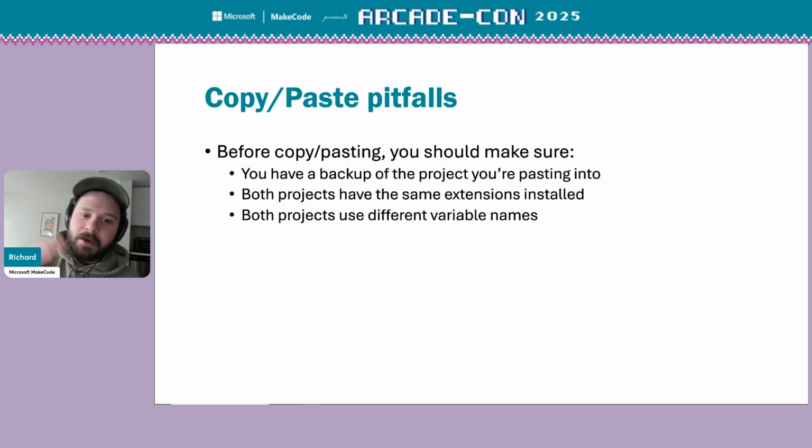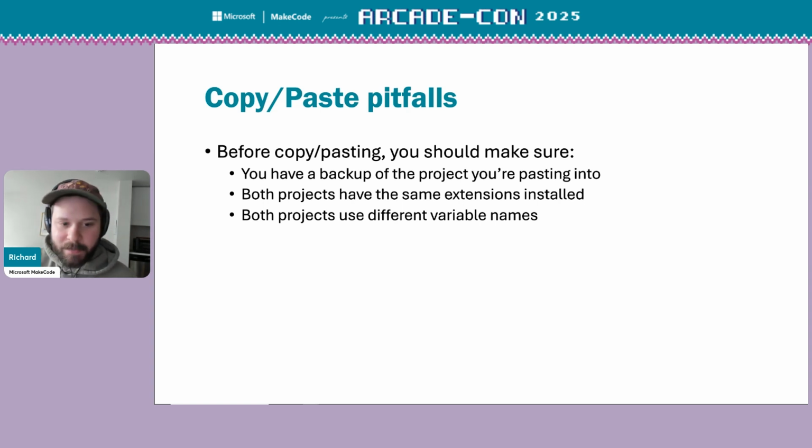Next, both projects should have the same extensions installed. You will actually get a warning if you don't have the same extensions installed. It won't let you copy and paste, so this one's easy to remember. It'll let you know if you didn't do it right. And finally, it's important to make sure that the projects use different variable names. You'll see some strategies for this when we merge our code together. For our example, we decided on what extensions should be installed ahead of time, so I have those installed in a project that I'll show you in a bit.